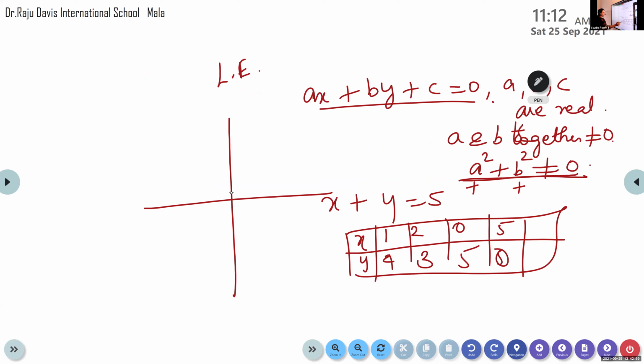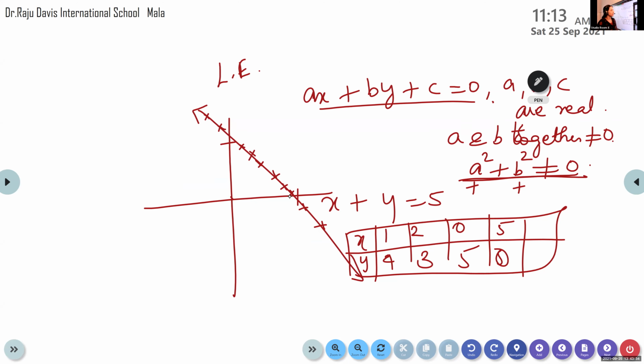When you draw the graph, when x is 0, y is 5. So every point on the line is a solution. How many points are there in that line? Infinite points are there. Is it clear? So how many solutions are there for a linear equation? When you read the question, read it carefully. A linear equation has infinite solutions.